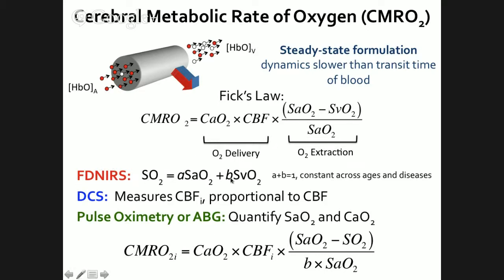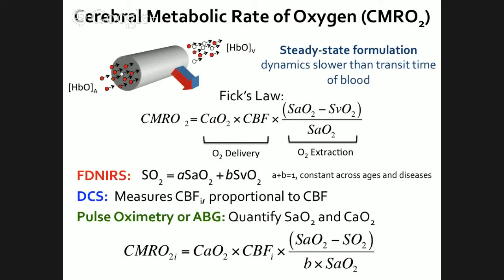We use our blood flow index for blood flow, and then we can use pulse oximetry or blood gases, if the patient has them, to get arterial oxygen saturation and oxygen content. And so finally, we arrive at this index of oxygen metabolism. Again, it's an index because it doesn't have the traditional units, but we do believe that changes in this index correlate to analogous changes in CMRO2 with other modalities.